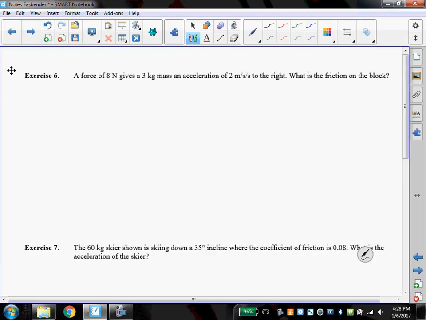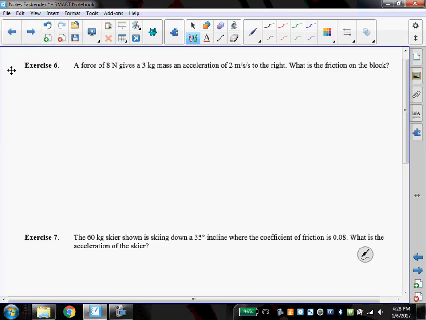Let's do exercise 6. I'm actually going to add a part to exercise 6 because it's not quite a complete question for us. A force of 8 newtons gives a 3 kilogram mass an acceleration of 2 meters per second squared to the right. What is the friction on the block? I also want to add the question, what is the coefficient of friction? Okay, now this is much more of a problem that we would be likely to see on a homework assignment or maybe on a test.